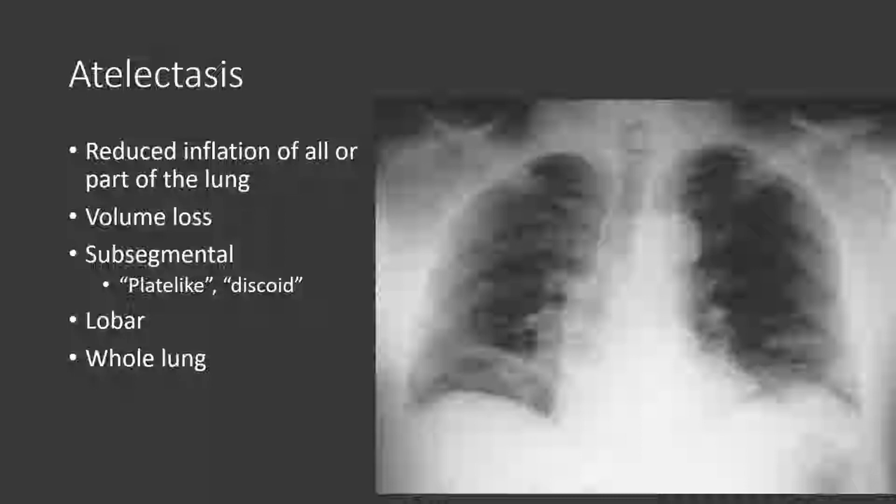Subsegmental, also known as plate-like or discoid atelectasis, is when a segment or subsegment of the lung is collapsed. This typically appears as band-like opacities in the lung, which are usually well-defined. On the right is a patient status post-abdominal surgery. Note the low lung volumes from splinting. Also notice these band-like opacities at the lung bases. Let's zoom in on an area for a closer look.